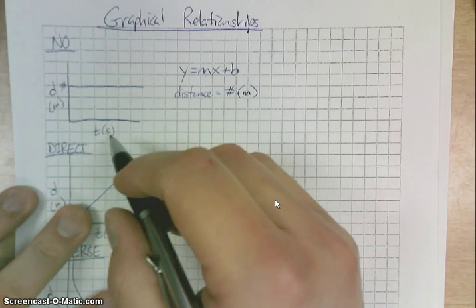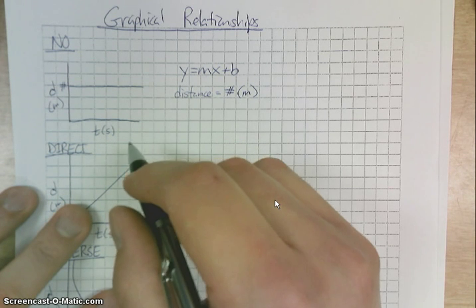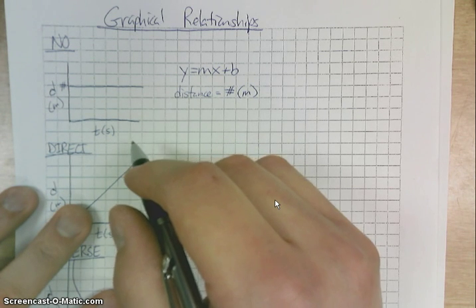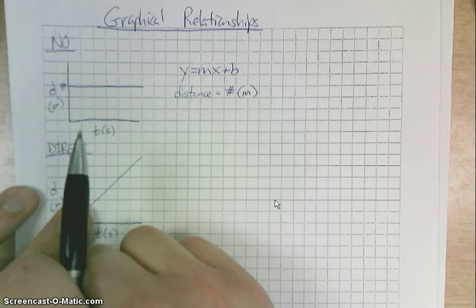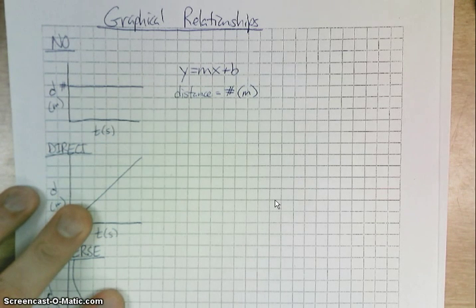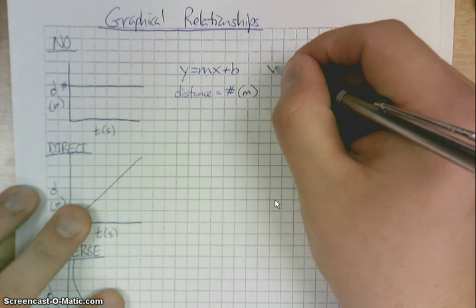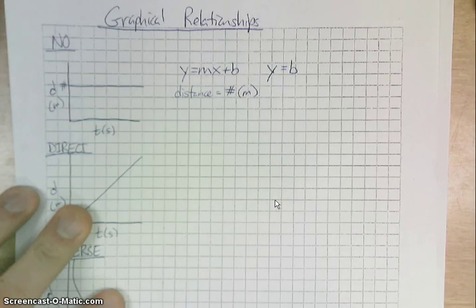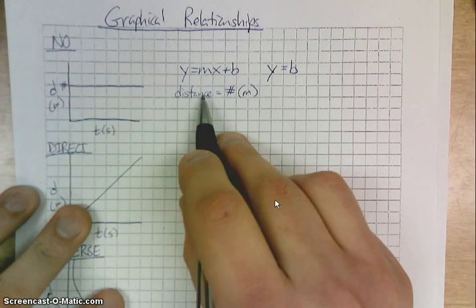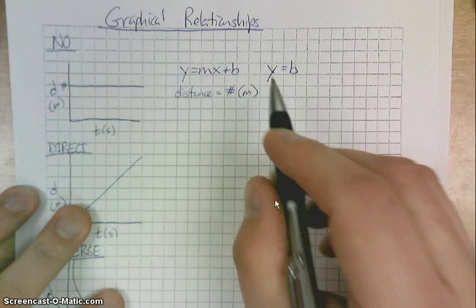So if we were taking the perspective of, say, a rock, a really big rock, or a statue or something like that, if we were trying to measure where it was compared to how much time goes by, that rock pretty much just stays right there. Therefore, there is no relationship between distance and time for that particular rock. This ultimately results in a y equals b type of equation. Distance equals wherever it was to begin with.